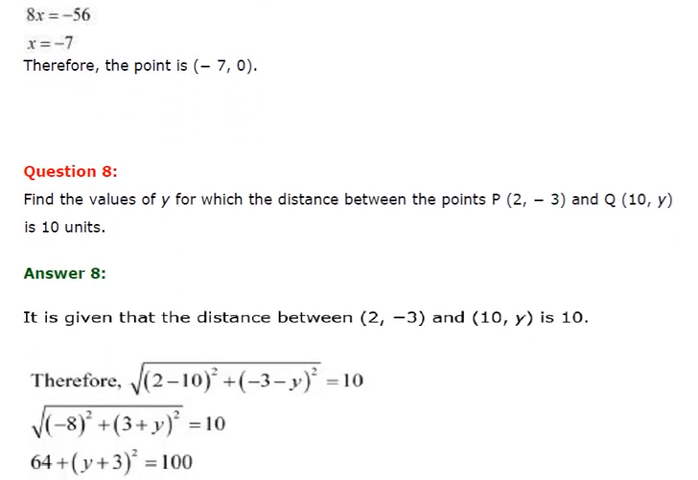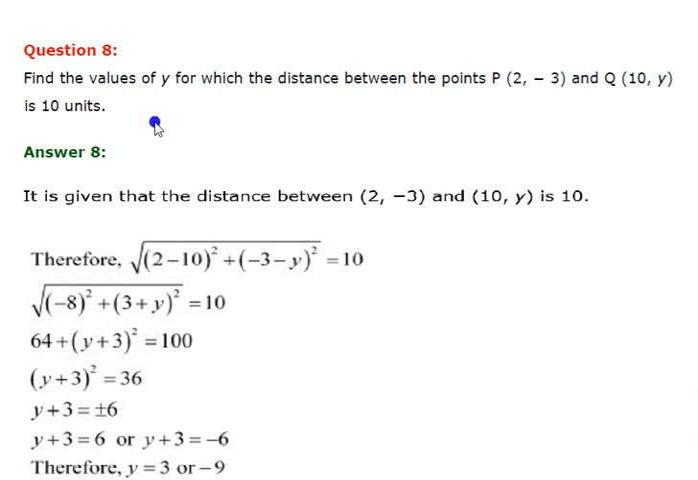Question number 8. Find the value of y for which the distance between this point and this point is 10 units. This time in the question the distance is given, and we have to find the value of this y. So the distance between these 2 points is 10 units. So just apply the distance formula between these 2 points and equate the expression to 10. Now see here, 2 points are given.